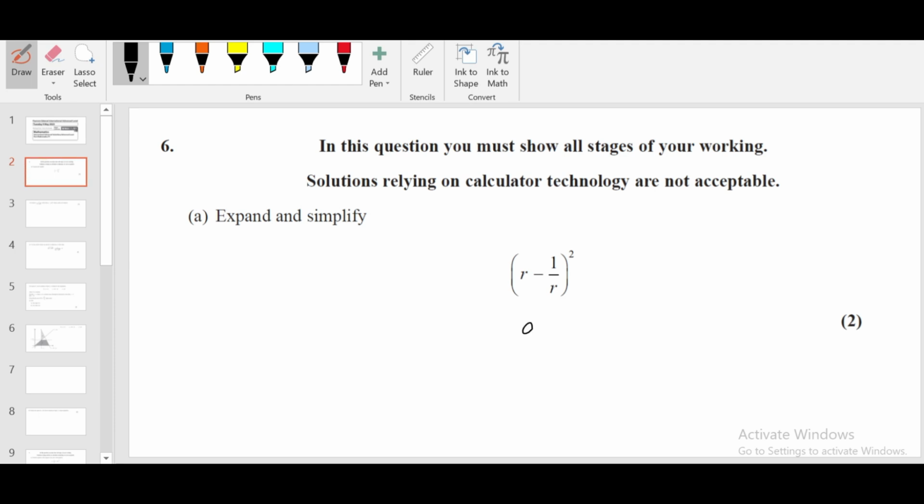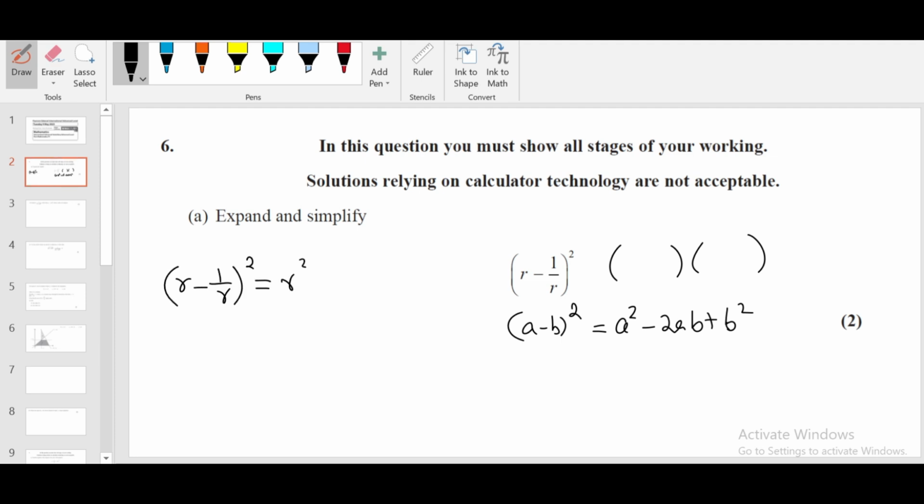You can just treat this as (a minus b) whole square, which is going to be a square minus 2ab plus b square. If you don't know this identity, write it twice and multiply. So (r minus 1 over r) whole square is equal to a square minus 2ab plus b square. So the r and r can be cancelled here. We'll get r square minus 2 plus 1 over r square. That's all. It's a 2-mark question.